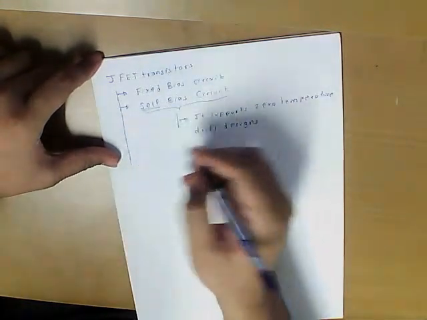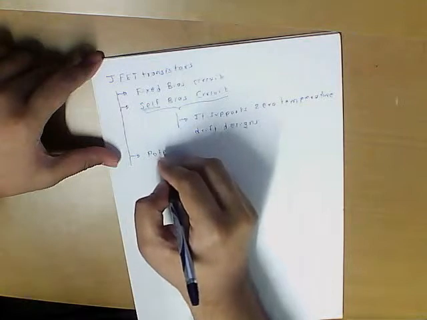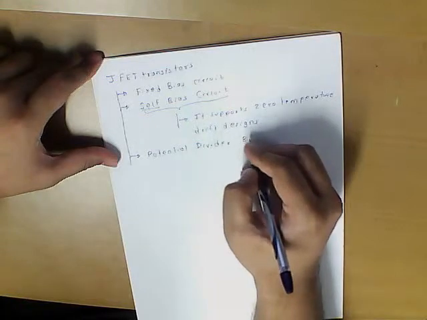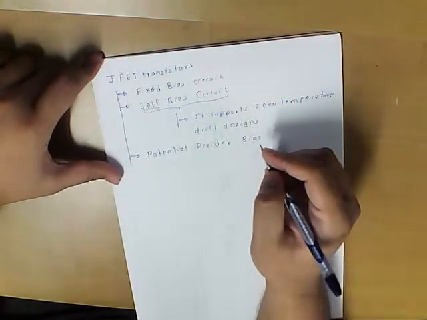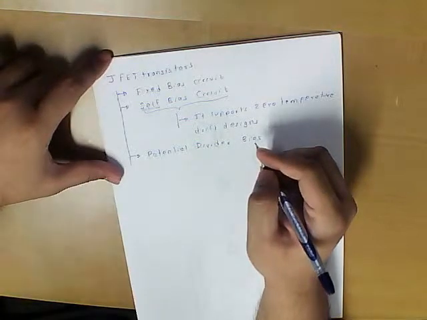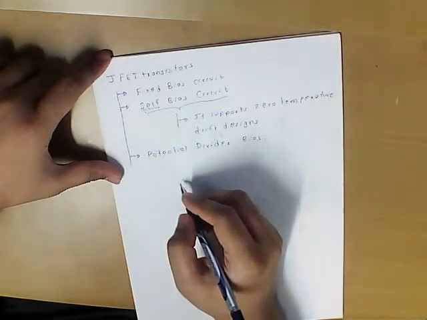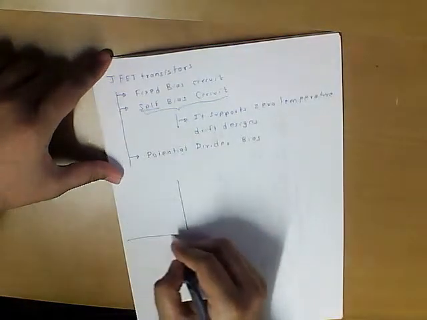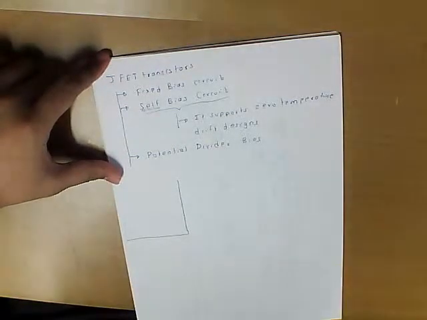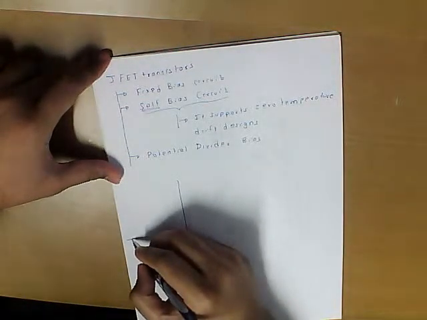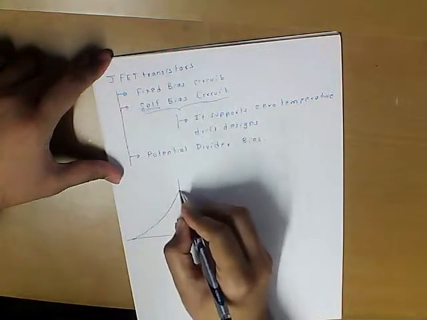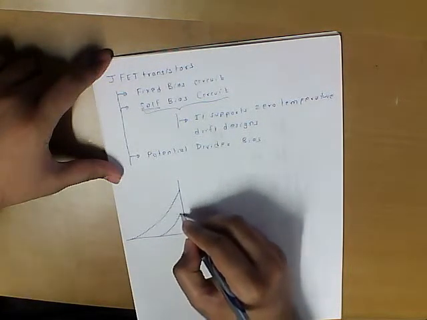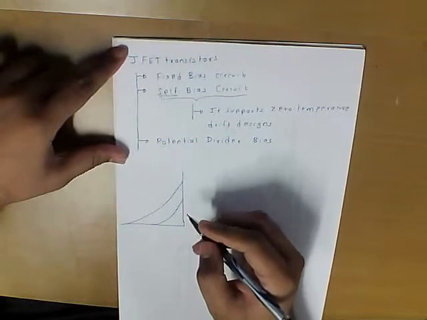And then we have the final one, that is the potential divider bias. Like we said, the FET has a minimum and maximum transfer characteristic, so let us look at the transfer characteristics first. So we have minimum and maximum transfer characteristics. They are this way.